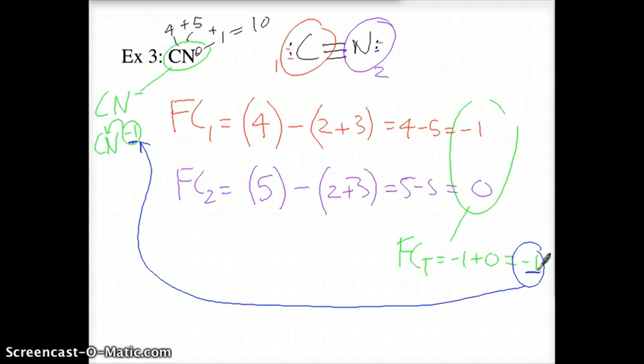We'll look at more examples with sulfate and nitrate and phosphate in class. But for now, what you need to know how to do is if I give you a Lewis structure or I give you a compound, you need to be able to draw the Lewis structure and then calculate the formal charge on every atom in that structure.